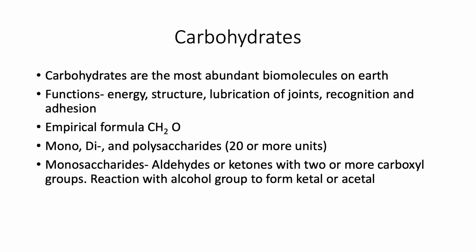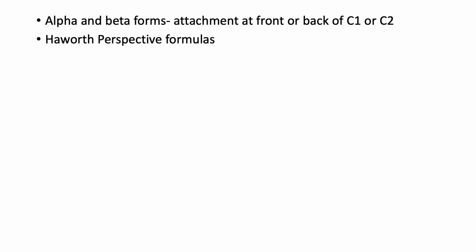The empiric formula is CH2O, ergo the name. There are mono, di, and polysaccharides. Polysaccharides generally have 20 or more units to them. Monosaccharides can be aldehydes or ketones. They have 2 or more hydroxyl groups. And you can get reaction with alcohols to form either ketals or acetals. There are alpha and beta forms, where we talk about the attachment either at the front or the back of the number 1 or number 2 carbon. And the most useful projection that we use is Haworth perspective formulas.